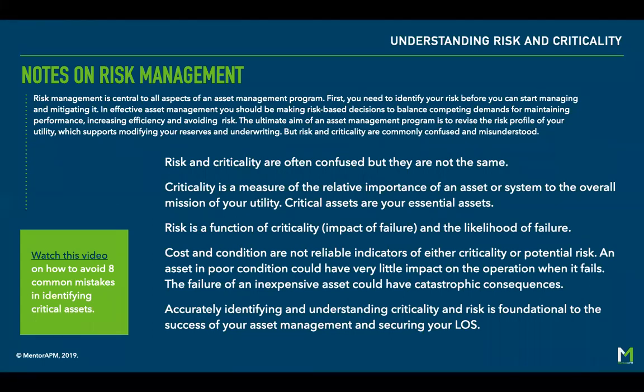A couple other real quick things. Cost and condition are not reliable indicators of how critical something is or the potential risk. And we'll show you some examples about that today as well. But just as a real quick example, when it comes to cost, you can go and pull a $5 spark plug out of your car and see how far you get. The expense of an asset is not a reliable indicator of how critical something is.